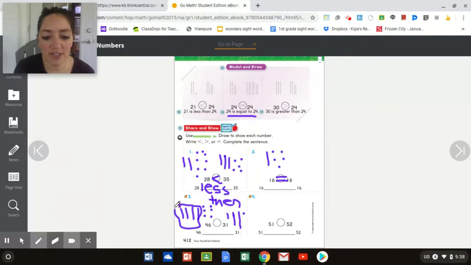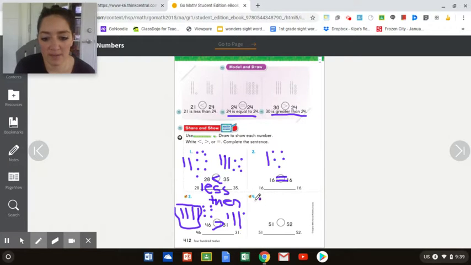So 46 is greater than, so I'm going to open the arrow towards the 46 because it's the bigger number. Greater than 31. Again, to write it out, you're going to use your resources right here. When it's a greater than sign, you're going to use this.